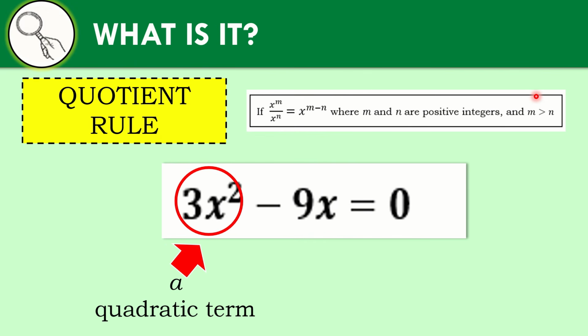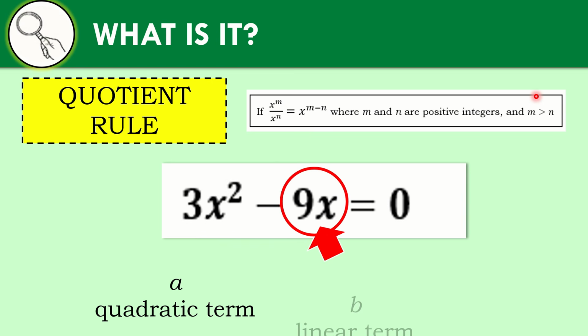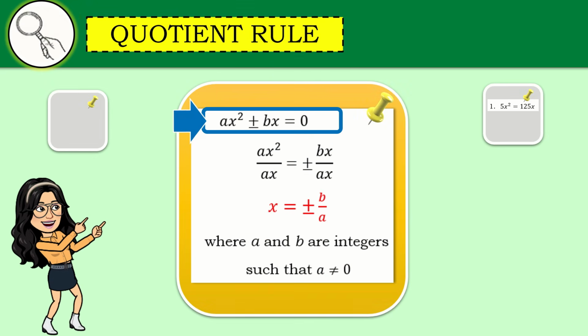So when can we apply the quotient rule? When we have a quadratic term like this and a linear term like this. So if we have a quadratic term and a linear term, then that means we can use this method in getting the roots of our quadratic equation. So let's try to see the rule. For example, you have ax squared plus minus bx is equal to 0. Here, a and b are integers such that a is not equal to 0.